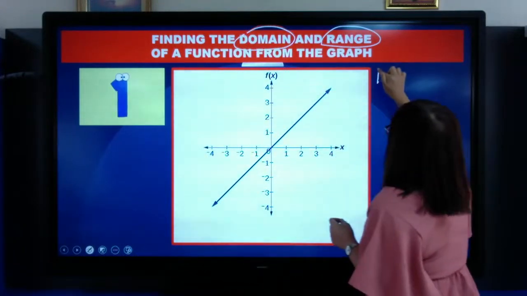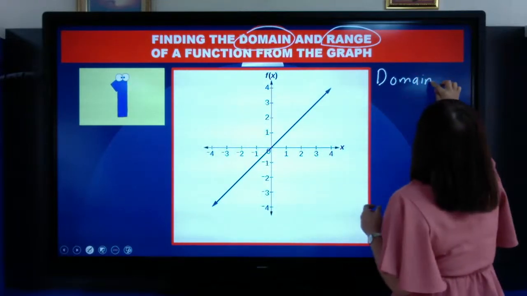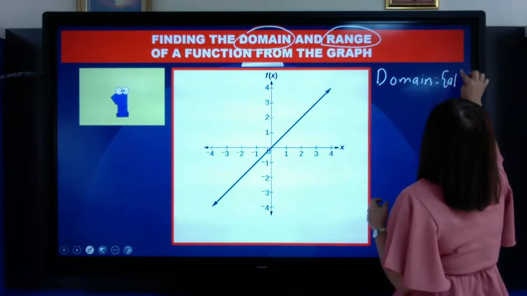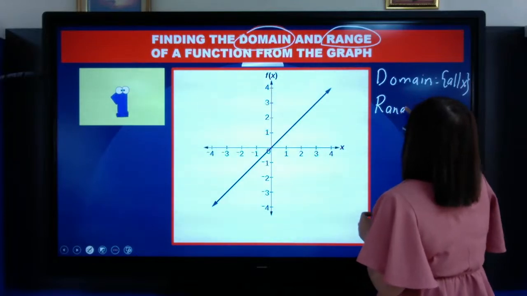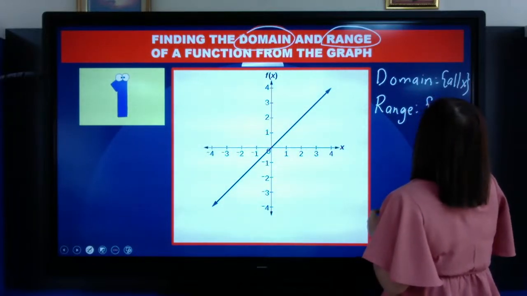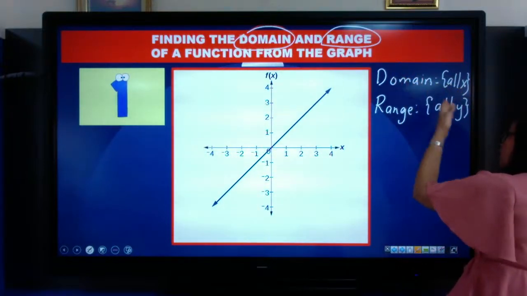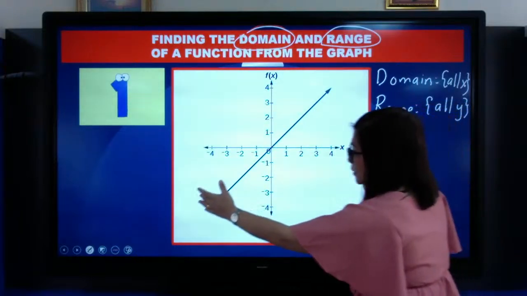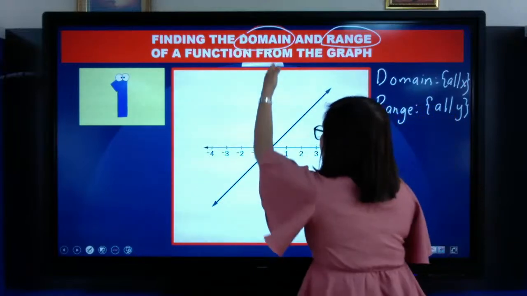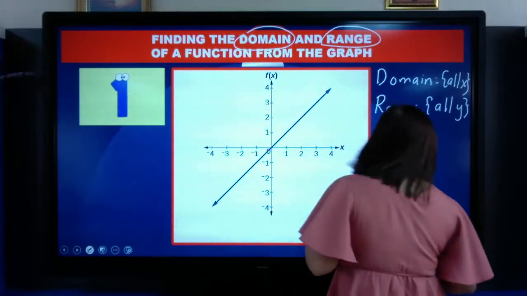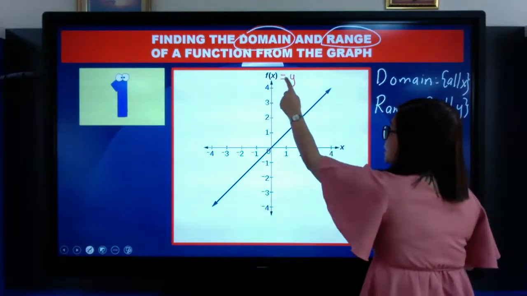Okay, remember, what is a domain? In this case, what is domain? Set of all x. And what is the range? The range is the set of all possible values of y. All x for domain, all y for range. So it's easy, students. You look at the graph. This is your x-axis and this is your y-axis. F of x is the same as y. Don't be confused. F of x is always equal to y.